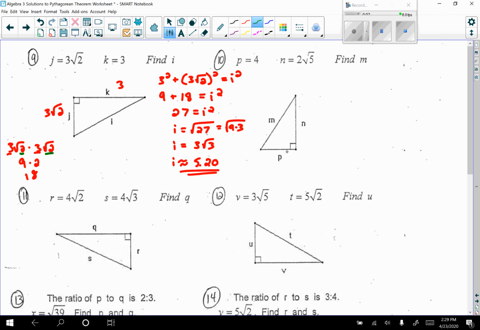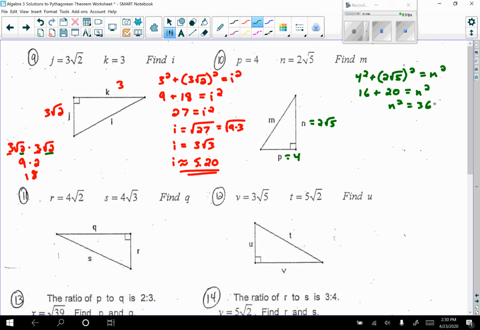All right, for number 10, p is 4 and n is 2 radical 5. Again, these are the two legs, so we're going to say 4 squared plus, in parentheses, 2 radical 5 squared equals m squared. So we're going to get 16. Here we're just simply squaring the 2, which is 4, and then squaring the radical 5, which is just 5. Not 25, it's either the square root of 25 or just 5. So we get 4 times 5, which is 20. So then m squared equals 36.